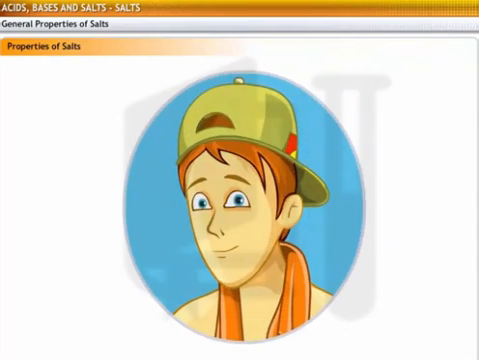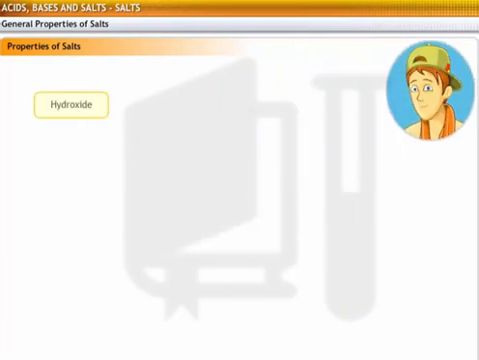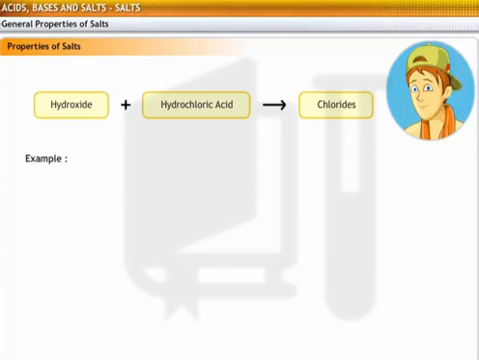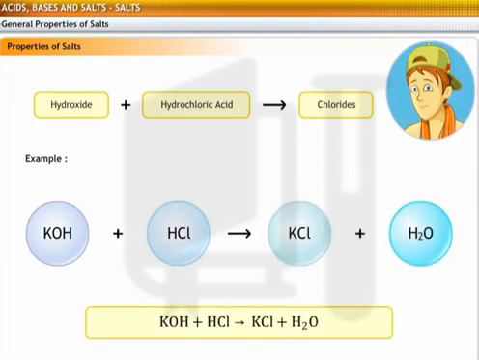Do you know how these salts get their name? No idea. Salts usually get their name from the acid which takes part in the reaction. Salts formed from any hydroxide and hydrochloric acid are chlorides. For example, potassium hydroxide reacts with hydrochloric acid to form a salt called potassium chloride.